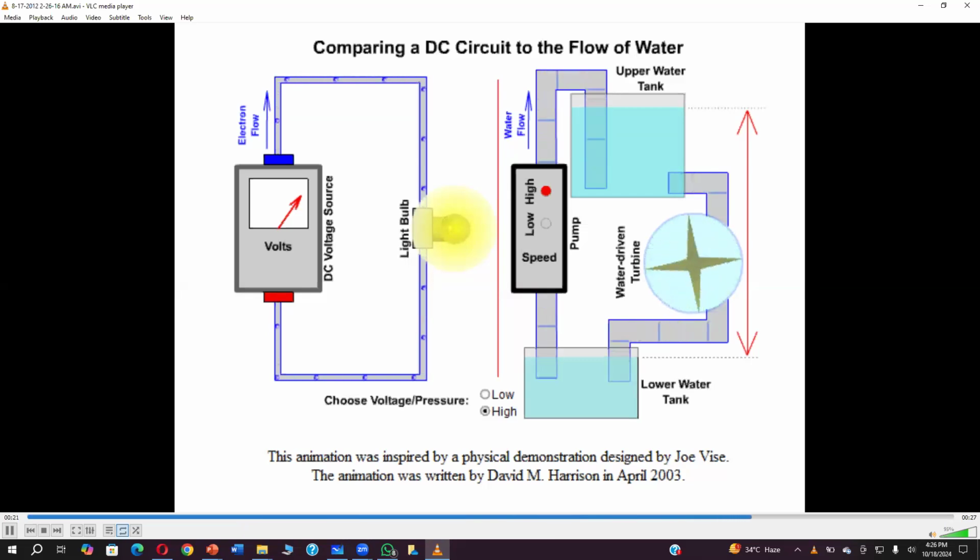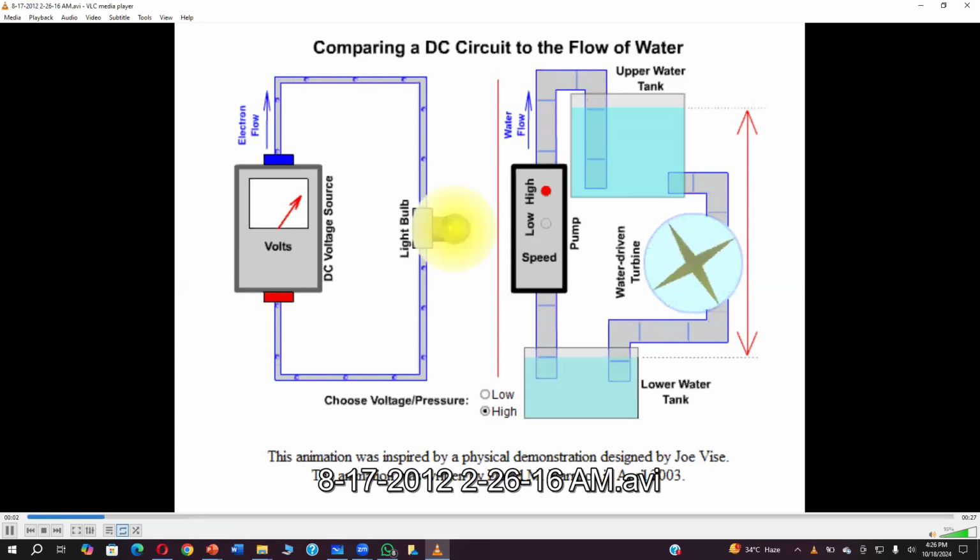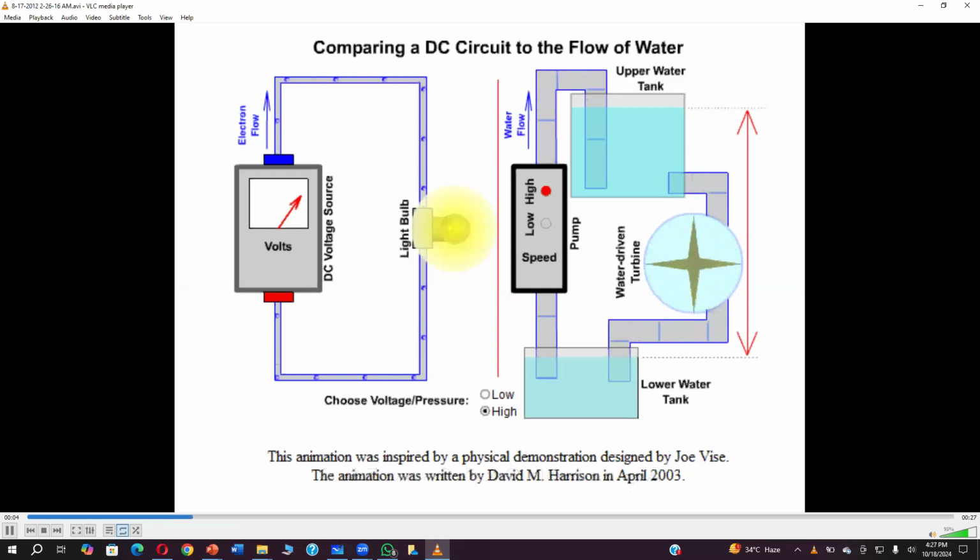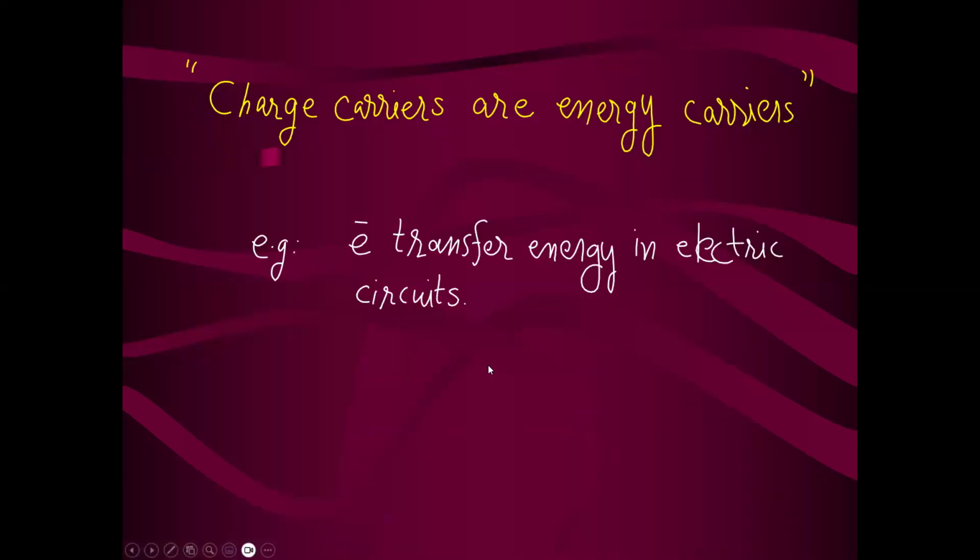On the left side, you will see electrons are moving and they are transferring energy to the lamp. As an analogy, on the right hand side, water is moving through the pipe and it is moving the turbine. So water is delivering energy to the turbine and water itself is not being used up, it comes back. This is how electricity works. Now we make our next concept. Charge carriers are energy carriers. For example, electrons transfer energy in electric circuits. So you have to copy this concept now.